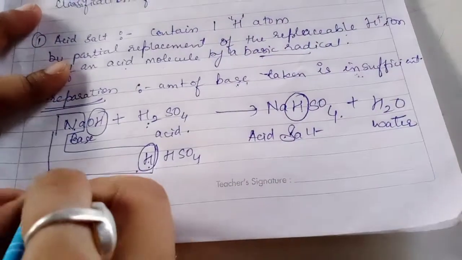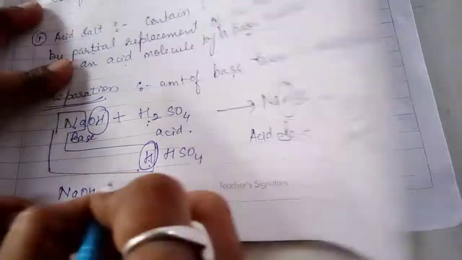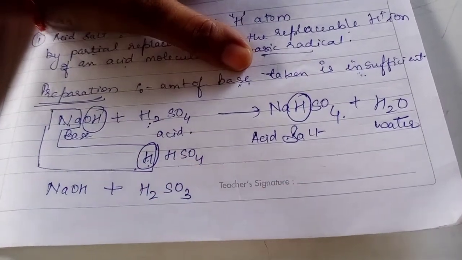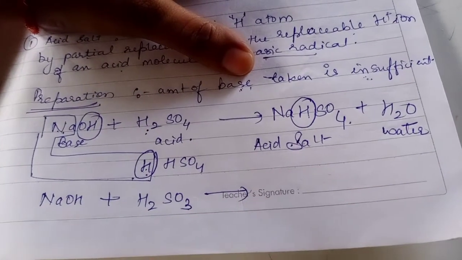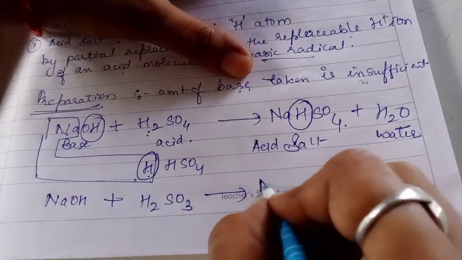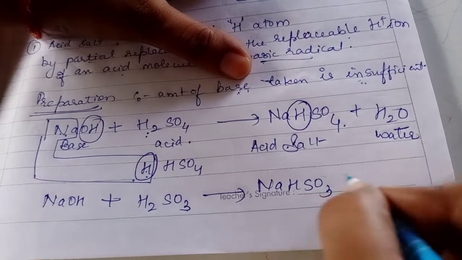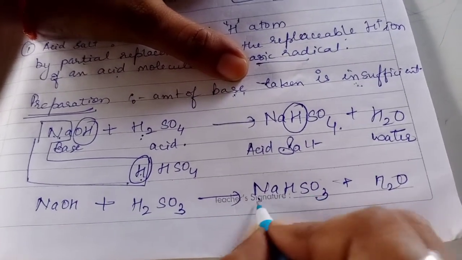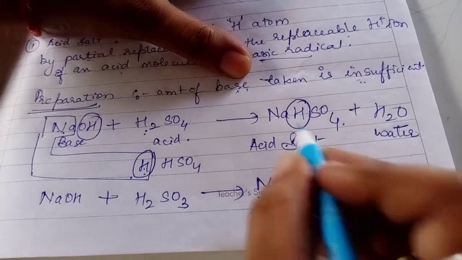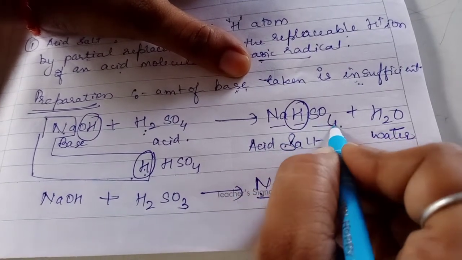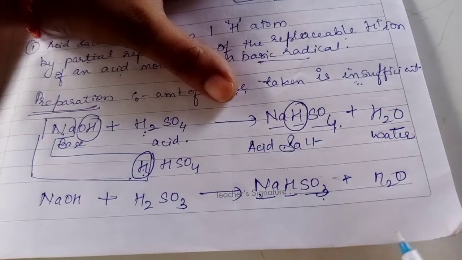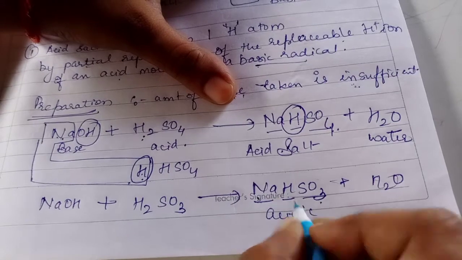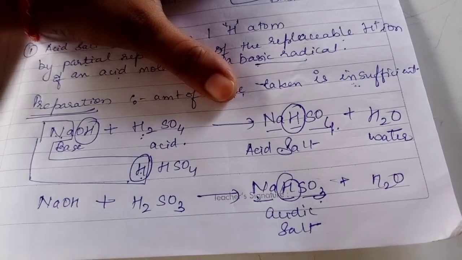Now let us take one more example. NaOH again, base. I am treating it with H2SO3. So what will it give me? Only 1 hydrogen will be replaced. So it will give me NaHSO3 plus H2O. Now this is sodium bisulfite, and this is sodium bisulfate. ATE, and this is ITE. So this is an acidic salt. Why? Because 1 hydrogen atom is present.